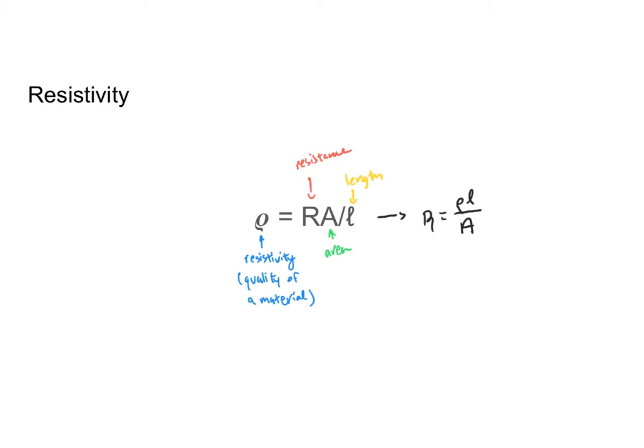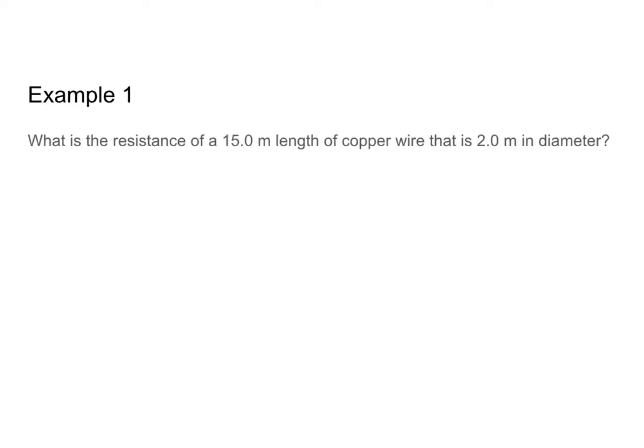So with that, let's go ahead and look at some problems. So let's go ahead and look at our first example. What is the resistance of a 15-meter length of copper wire that is 2.0 meters in diameter? And the first thing that I'm going to add here, and this is just from looking it up, the material of copper has a resistivity of 1.68 times 10 to the negative 8th ohms times meters. And where those units come from will come through when we finish working through this problem.